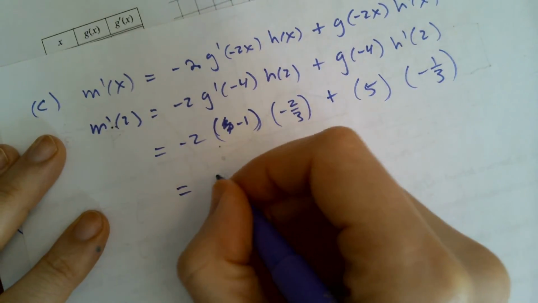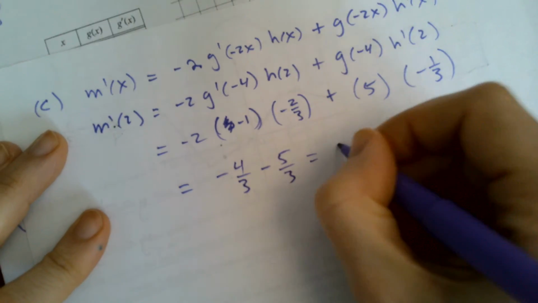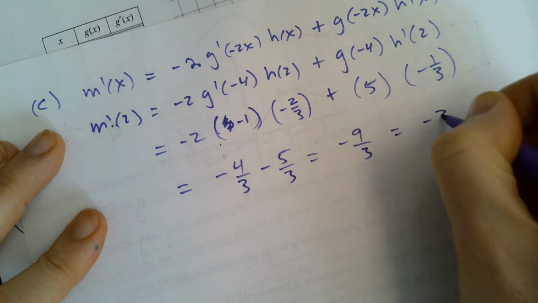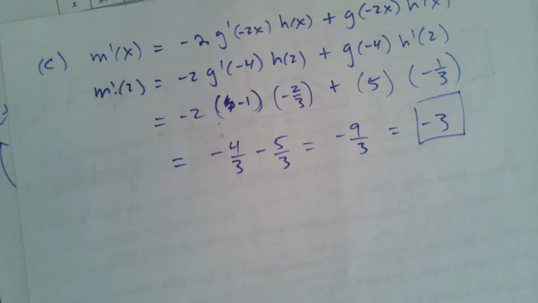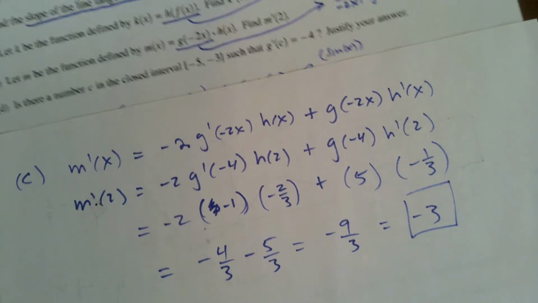Okay, so this is -4/3 minus 5/3, -9/3, that's -3. So that is part C. And then part D.